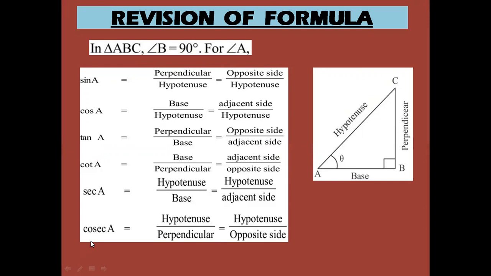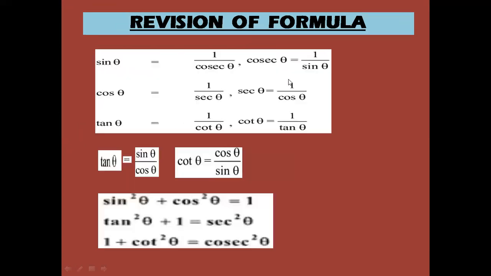Cosec A is the inverse of sin A, hypotenuse by perpendicular, or hypotenuse by opposite side. You can see the previous videos of trigonometry where I have discussed these formulae in detail. Now coming to sine theta is 1 by cosec theta, and cosec theta is also written as 1 by sine theta. Cos theta is 1 by sec theta, or sec theta is written as 1 by cos theta. That is, they are inverses. Tan theta is 1 by cot theta, or cot theta is 1 by tan theta.